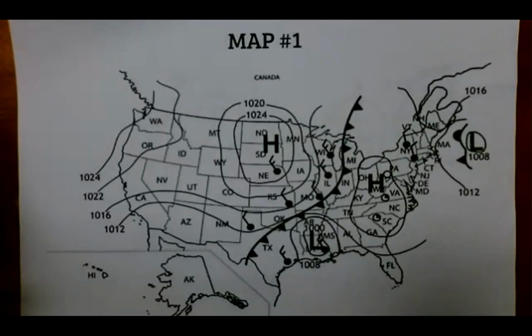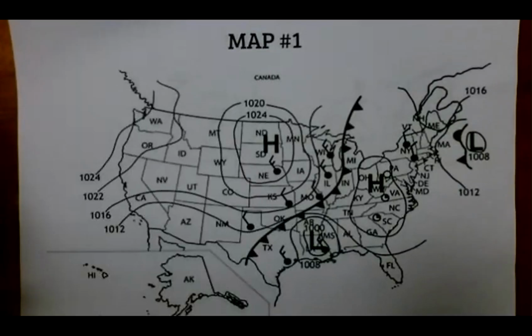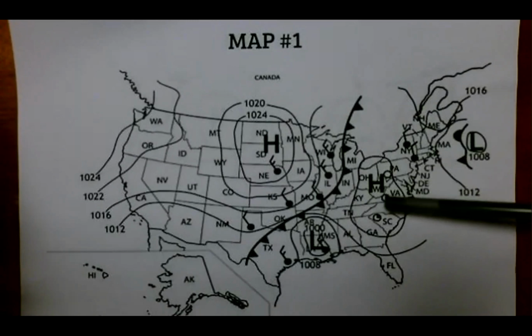Hey everyone. So I wanted to give you a visual on how to actually make our forecasts for the second part of the worksheet where we use Map 1 and 2. So if we take a look at the first one, we have: what is your forecast for most of Ohio, West Virginia, and Pennsylvania? So I would look at the map and I have Ohio, West Virginia, Pennsylvania. Basically, the only symbol above it is a very large H.